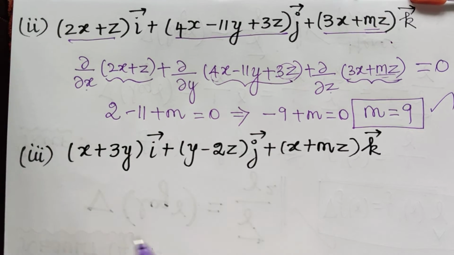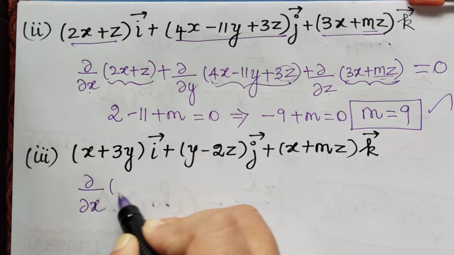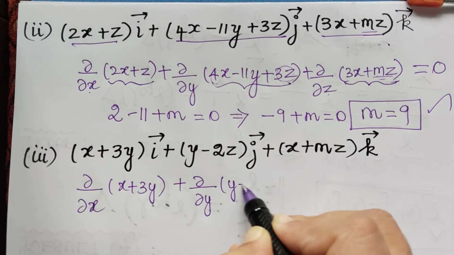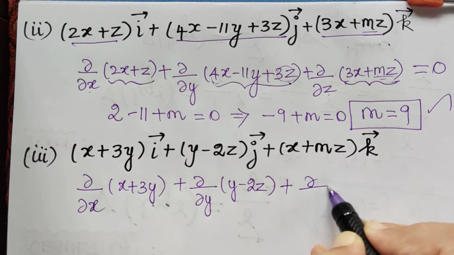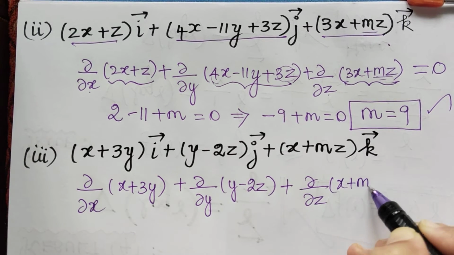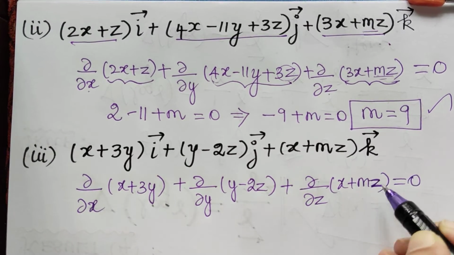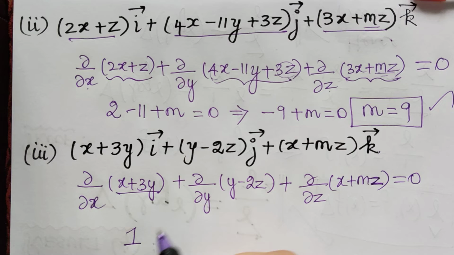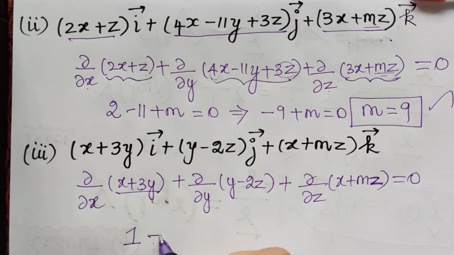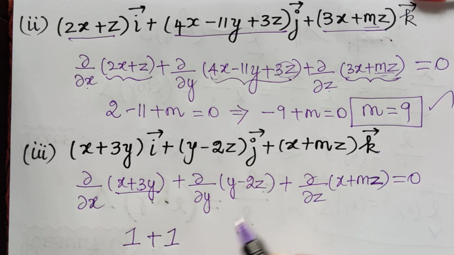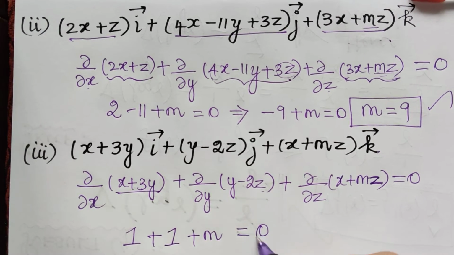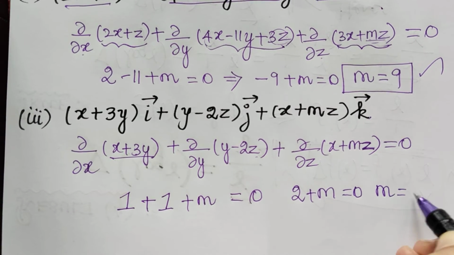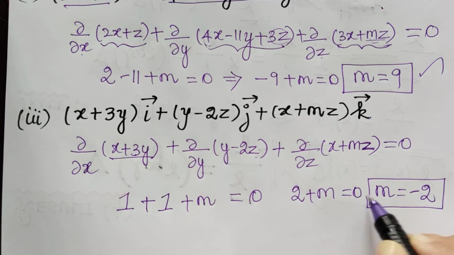So here we have the third vector. We know that dou by dou x of x plus 3y plus dou by dou y of y minus 2z plus dou by dou z of x plus mz is equal to 0, because the given vector is solenoidal. So on differentiation, the differentiation of this with respect to x is 1. Since it is partial differentiation, this will become 0, and here also plus 1, and here it is plus m, that's equal to 0, and 2 plus m is equal to 0, and the value of m is equal to minus 2. So we are done with all the three subdivisions.